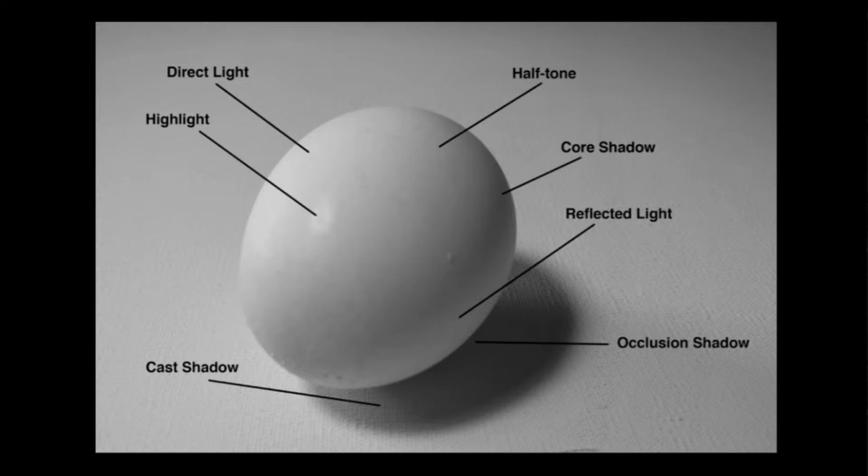Why? Because light is bouncing off the surface that the egg is on, and it is bouncing back onto the egg, and that is why we see that reflected light section, which is lighter. But when it comes to the core shadow, no reflected light is able to reach the core shadow area, and that's why it's darkest. Does that make sense?